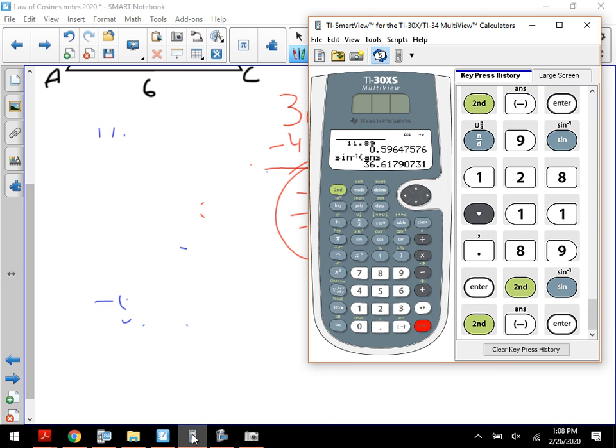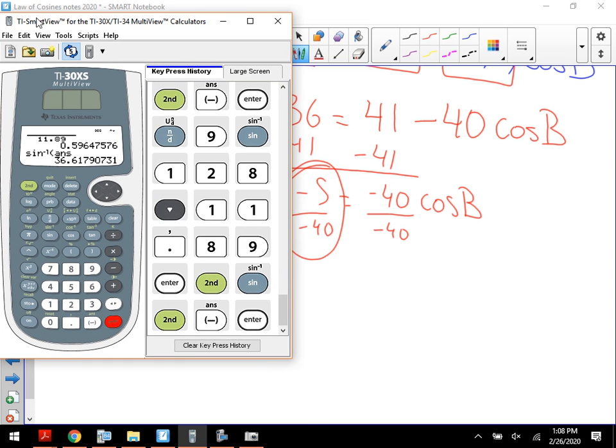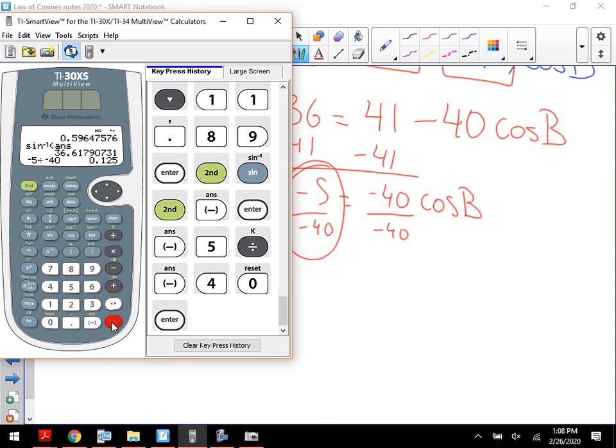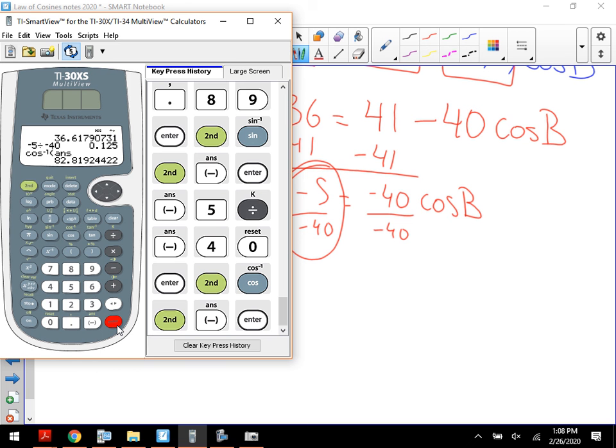If you type that in, I get negative 5 divided by negative 40. I have some decimal. That decimal now equals the cosine of b. How do I get b by itself? How do you find an angle again? Inverse. What function are we using though? Cosine now. I've got my crummy decimal equaling the inverse cosine, second cosine, answer. There's my angle.